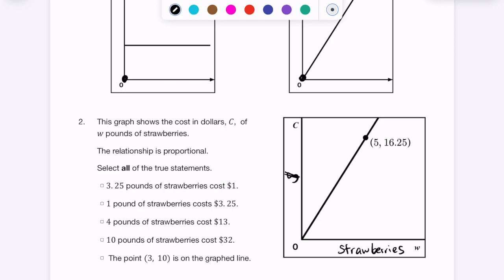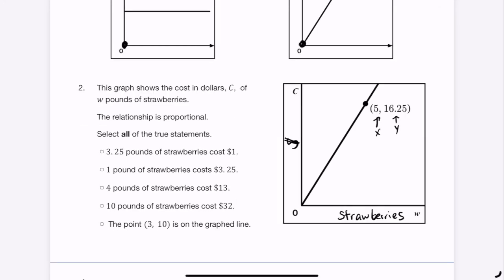We're going to want to start right off the bat by finding the constant of proportionality. We can do that by taking the y-coordinate and dividing by the x-coordinate. So my constant of proportionality, k, is going to be 16.25 divided by 5. When we divide that, we get 3.25. That's the number for the constant of proportionality.